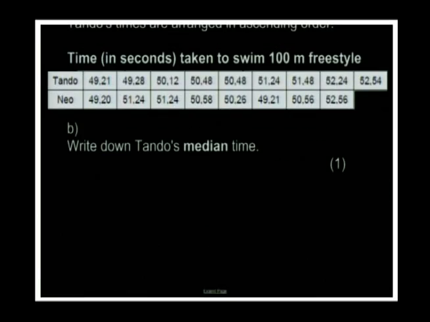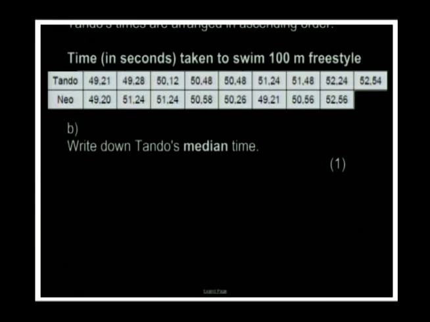Write down Tandu's median time. Now, let's have a look at it. What does median mean? Listen carefully. Median, middle. Okay, so median is the middle time. Now again, the examiner was nice. He put them in order for us, so we don't have to arrange these things in order. They're already in order for us. Let's find the middle one. It's only 1 mark, guys, so it's not going to be a lot of work.